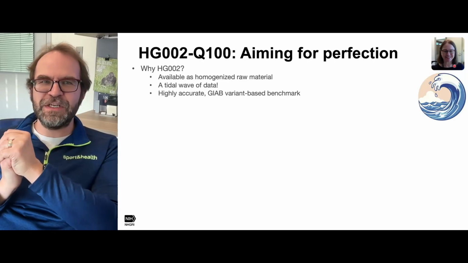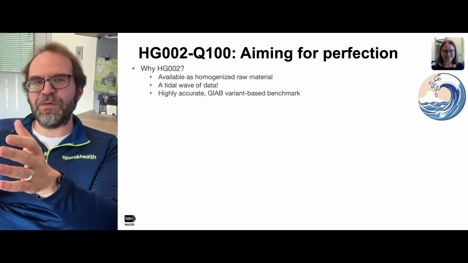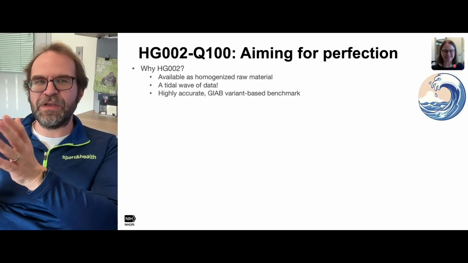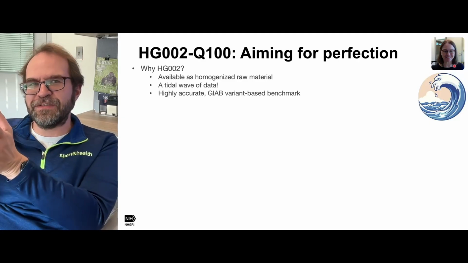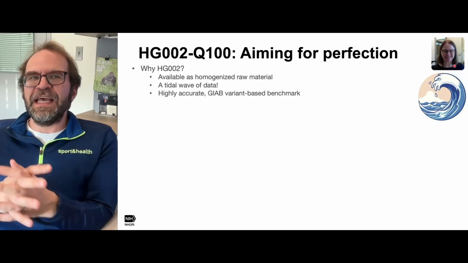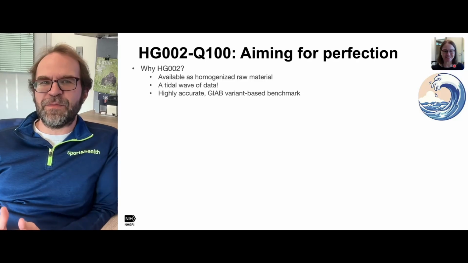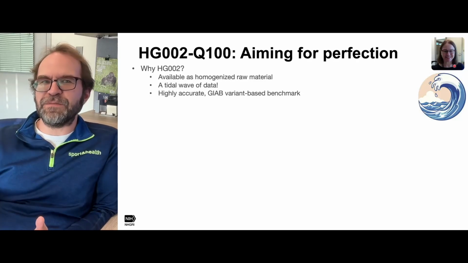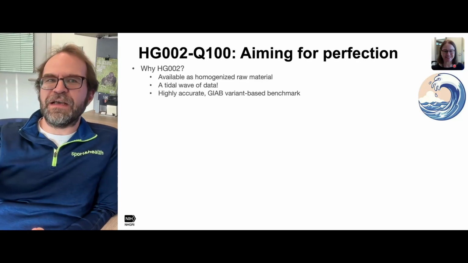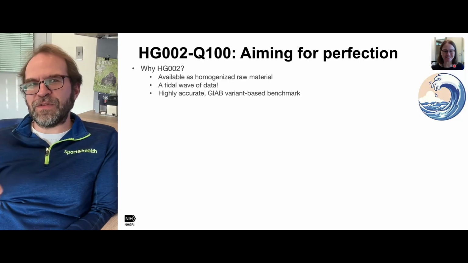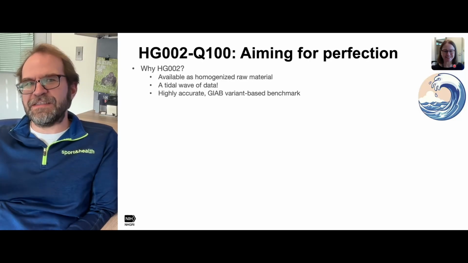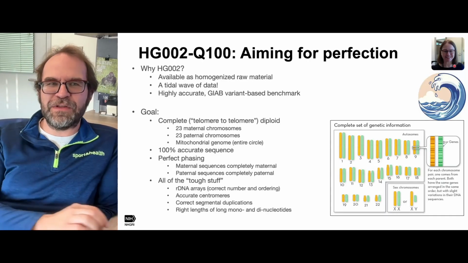Because this has been part of the Genome in a Bottle, there's a huge amount of data available. Whenever a new instrument comes out or new chemistry comes out, sequencing companies use this as the first thing they run. And that's because it's been available as homogenized raw material that you can get from Genome in a Bottle. And so if you order a vial of it or I order a vial of it, we know that the DNA in both those is going to be exactly the same. And so this makes it extremely powerful as a benchmark.